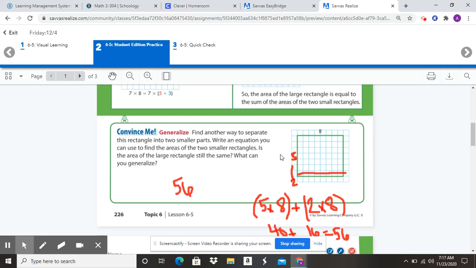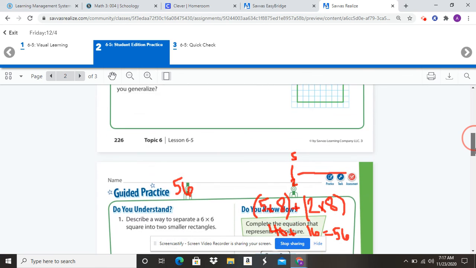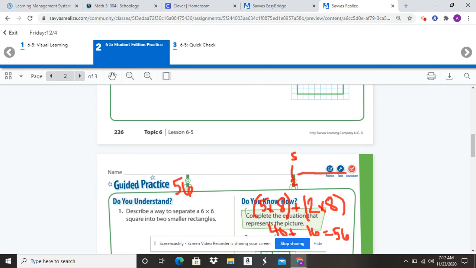So you're going to complete the rest of this workbook page, okay? So you'll complete all of those. You'll use the distributive property to break apart one of those parts so that you can multiply easier.